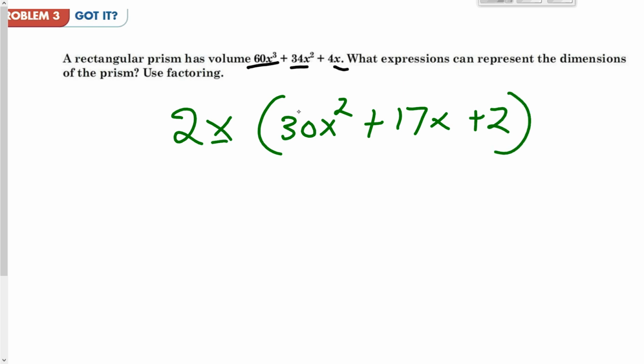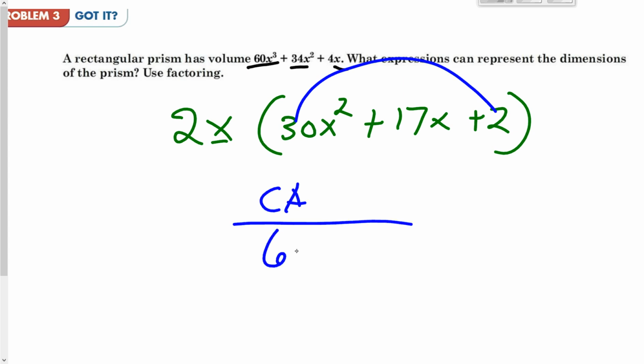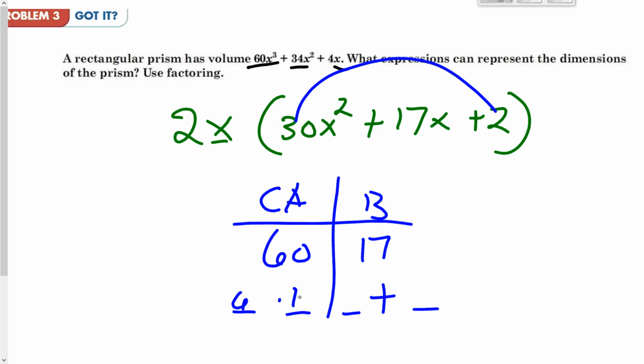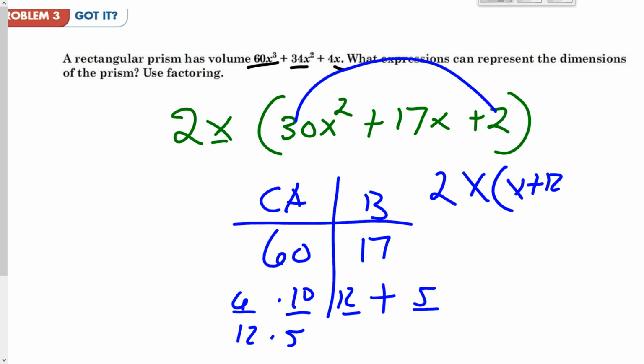Now I can go ahead and do CAB. C times A is a positive 60. Since it's positive, that means I'm going to be adding to my b, and my b is also positive, 17. So that means they're both going to be positive. So what times what is 60 but adds to 17? 6 and 10 is 16. How about 12 and 5? Oh, that's 17, so 12 and 5. So I got the 2x on the outside, a positive 12, and a positive 5.